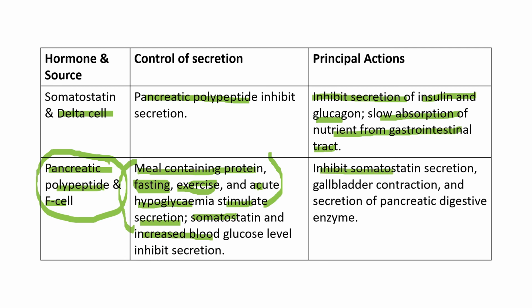It inhibits somatostatin secretion, causes gallbladder contraction, and secretes pancreatic digestive enzymes. So these are the hormones present in the islets of Langerhans in the pancreas, and they work with insulin and glucagon, and are responsible for the production of glucose, digestion, and conversion of glucose into the storage form.